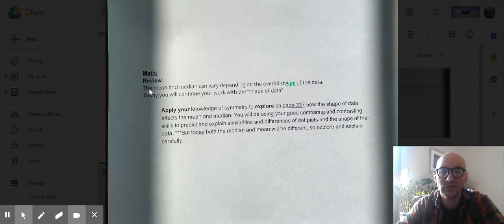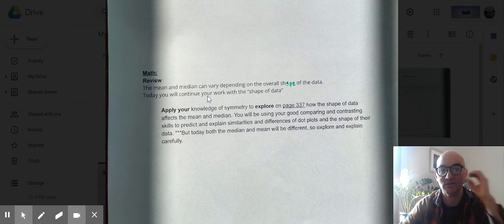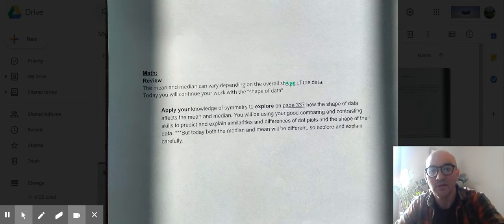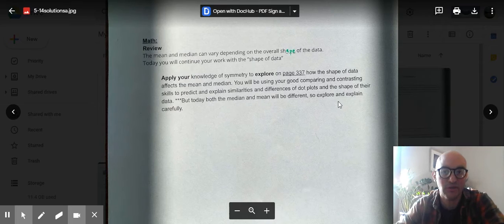The first thing we need to do, though, is just a quick little review. We're looking at data both in data tables as it's written down with numerical values, and we're also looking at data as it forms a shape in a graph or a line plot. And so we're going to use that background knowledge to fill in the missing letters here. The mean and the median can vary depending on the overall shape of the data. Today you'll continue your work with the shape of data. So that's all we have to do on this page. The rest is just a bit of a review here.